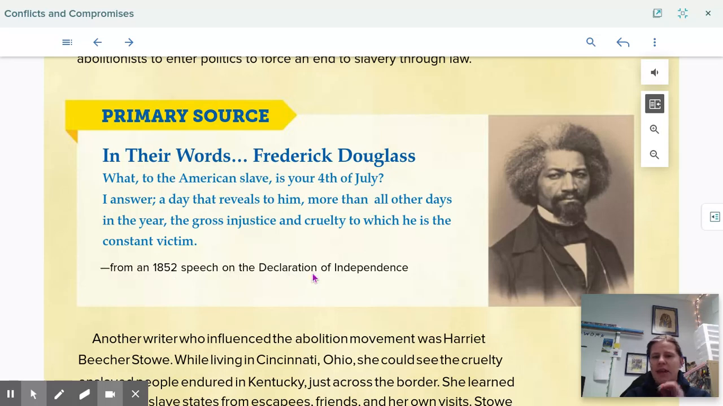So it's saying that as African Americans, they were never free on the 4th of July, which is our Independence Day. They never got their independence. So he's asking, what to the American slave is their 4th of July? They don't have one. They don't have an Independence Day.